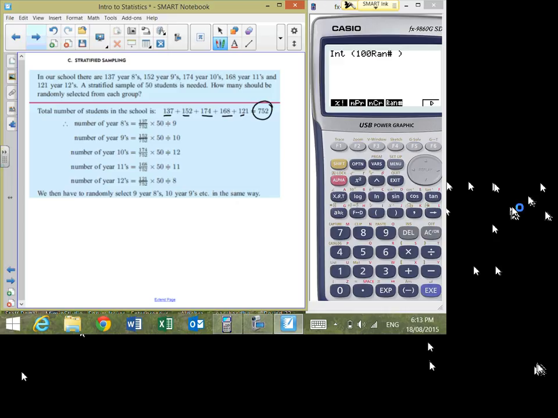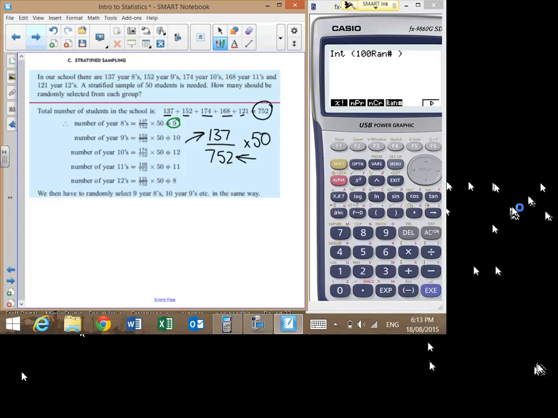Now what we've done, there is a fraction of 752. If there are 137 year 8s, that gives us a fraction of the total amount. But we know that we want 50 people surveyed. So here's the total. Here's how many there are in that year level. We want a fraction, the equivalent of it. So we put that into our calculator and we find that's equal to 9.